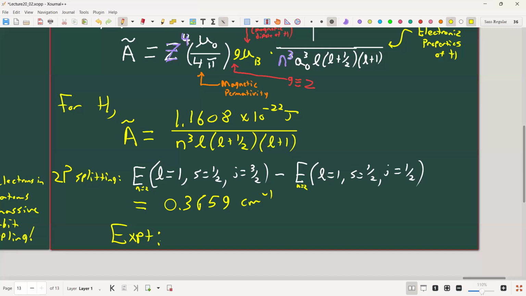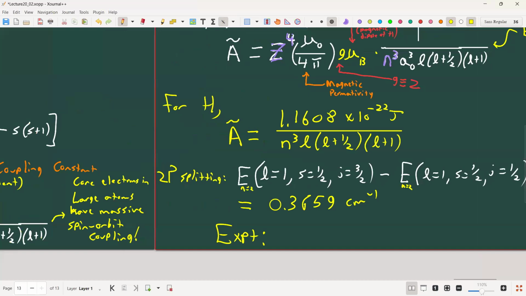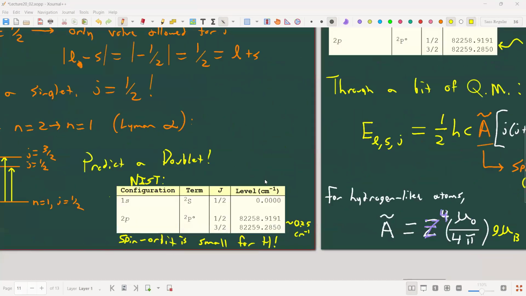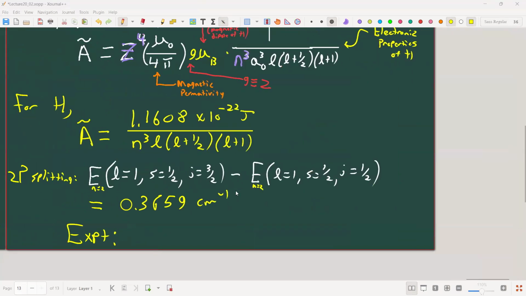And experimentally, we'll just quickly calculate it. Go ahead and calculate it really quick, 82258. Yeah, the experimental value is 0.3659 wave numbers. It's exact.